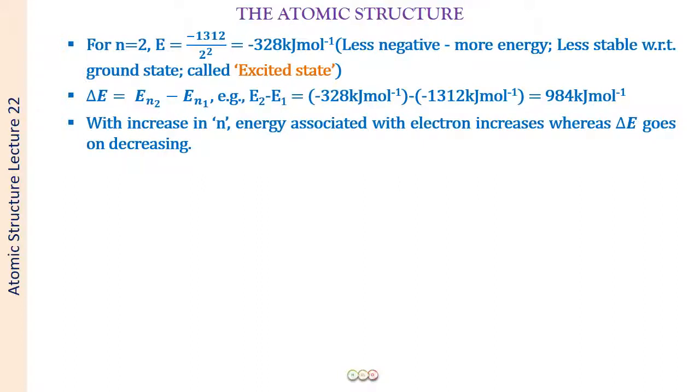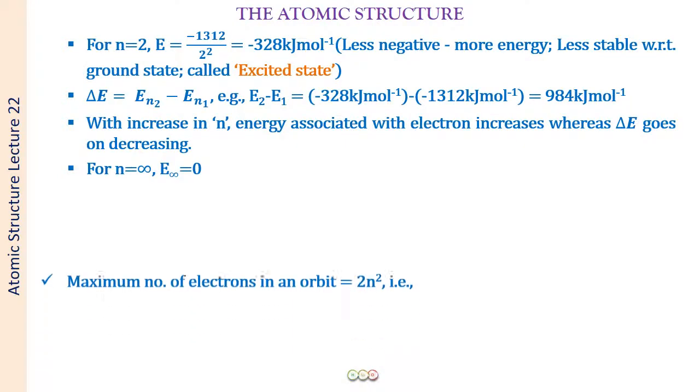And with increase in n, the energy associated with the electron increases, whereas the delta E goes on decreasing. And for n infinity, E infinity is 0. The electron is coming from 0 energy into the orbits, and the energy is becoming more and more negative. I hope you remember this all.